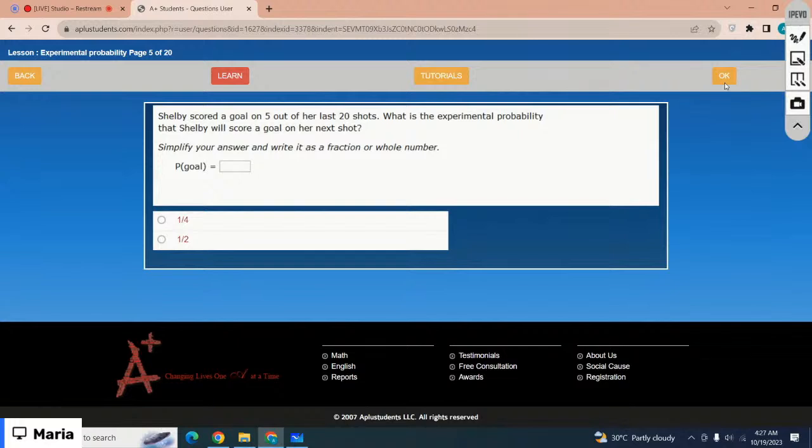Shelby scored a goal on 5 out of her last 20 shots. What is the experimental probability that Shelby will score a goal on her next shot? Which is the correct option? The total shots are 20, right? And Shelby scored 5 of them. So that would be 5 out of 20. And when you simplify, yes, very good, it would be 1 out of 4. The correct option is 1 out of 4.